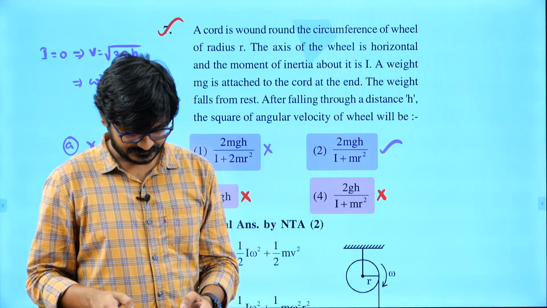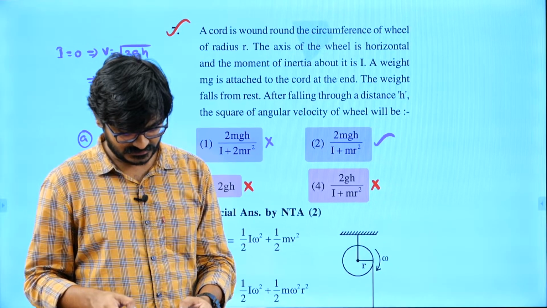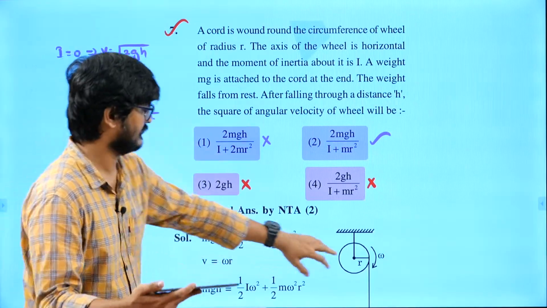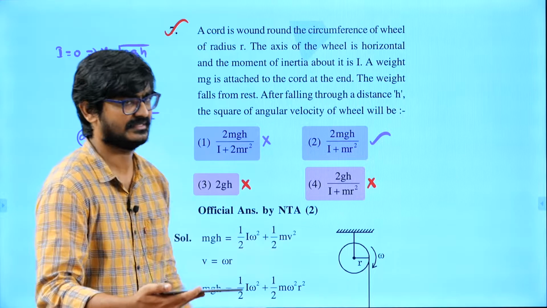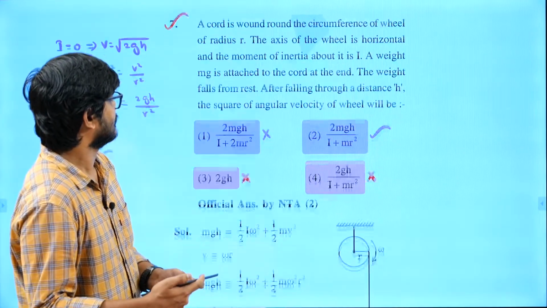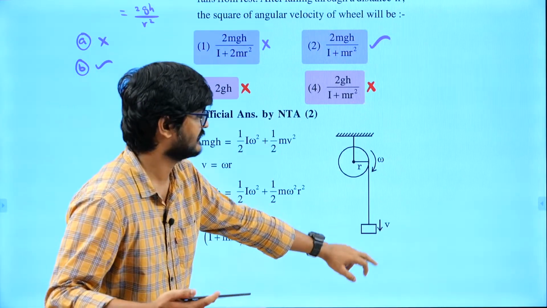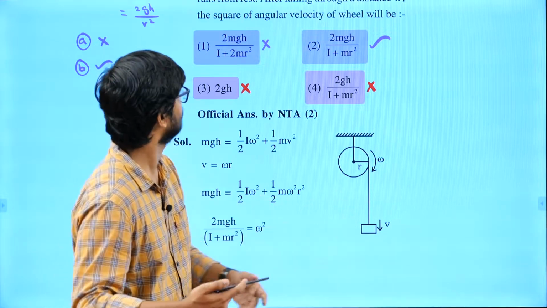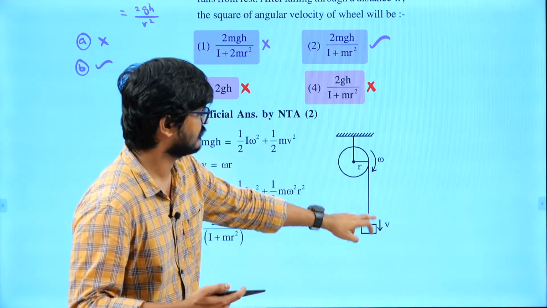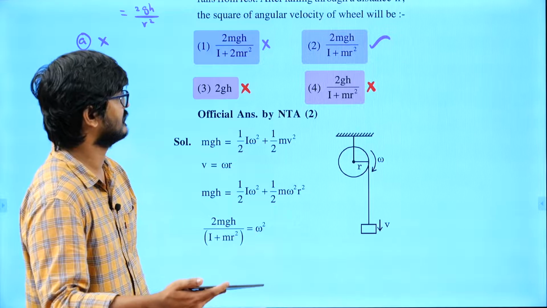So the next question: a cord is wound along a wheel, and there is a thread and so on. They are asking what happens if this falls by a distance h. What is the angular velocity of the wheel when this falls by a distance h?